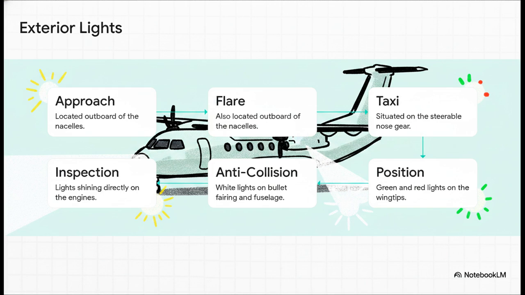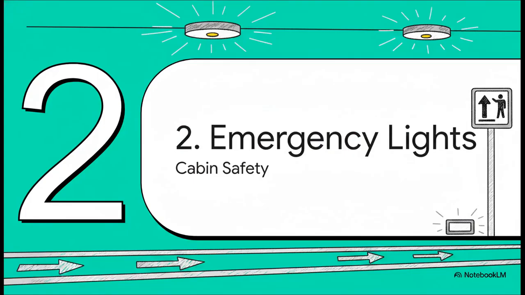To lock this visual in, just remember the sequence: nacelle, nose, wings, tail, engine. You're literally just following the light path, starting from the center of the aircraft and moving outward. Section 2. Emergency lighting setup, cabin safety.